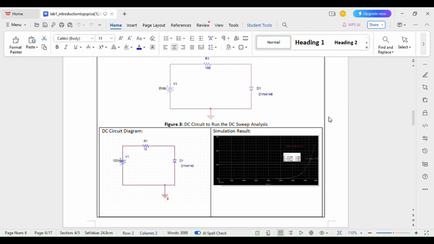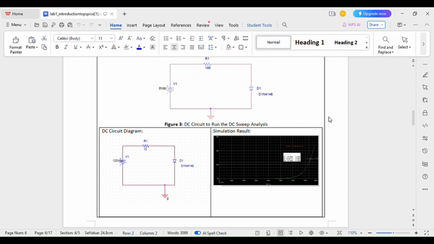The first image shows a DC circuit diagram with a 120 volt DC source, a 10 ohm resistor, and a 1N4148 diode. If the diode becomes forward biased, the high voltage would cause a current of about 11.93 ampere, which is far above the diode safe limit of around 300 milliampere, potentially damaging it.